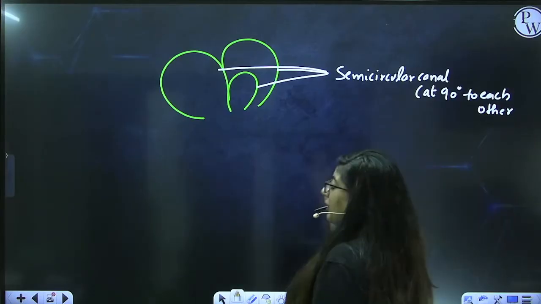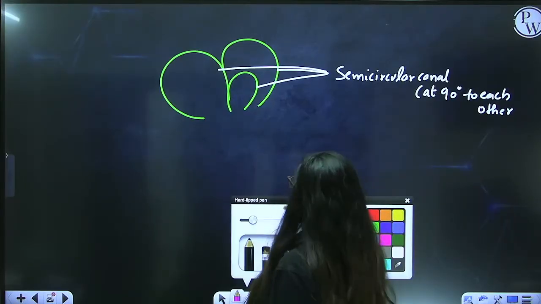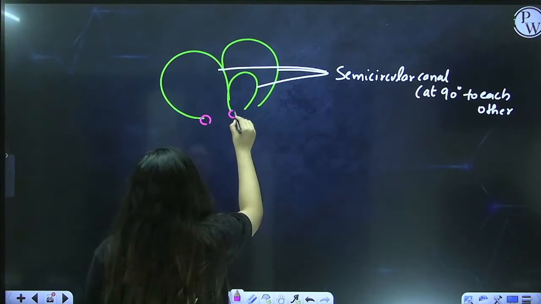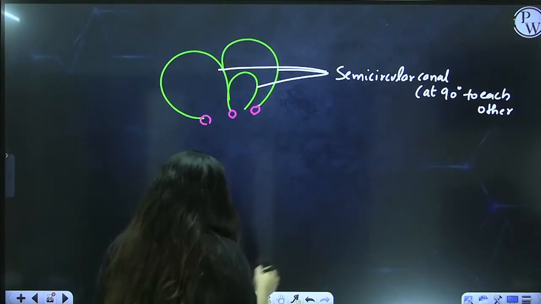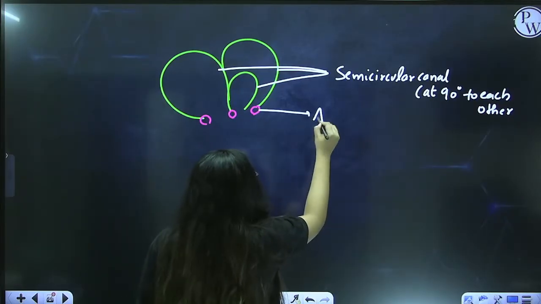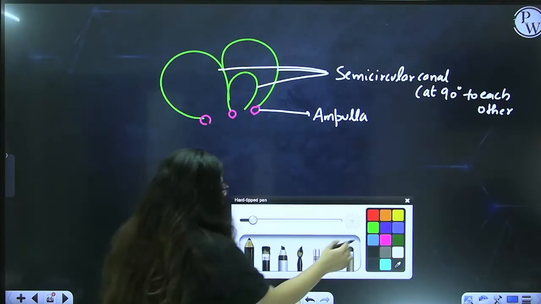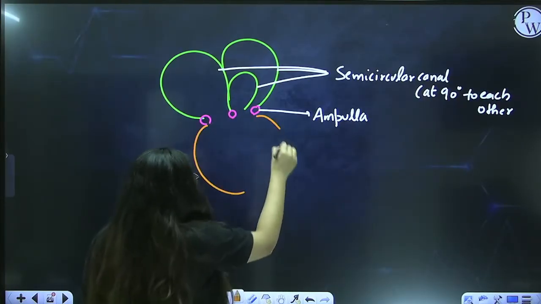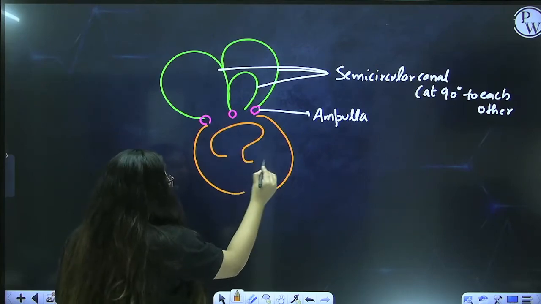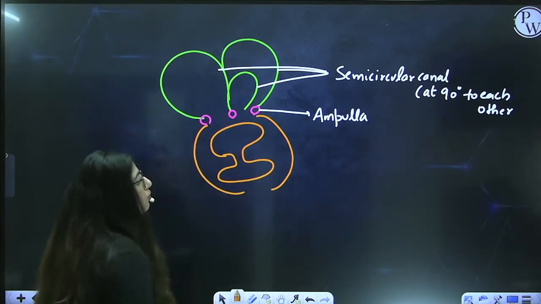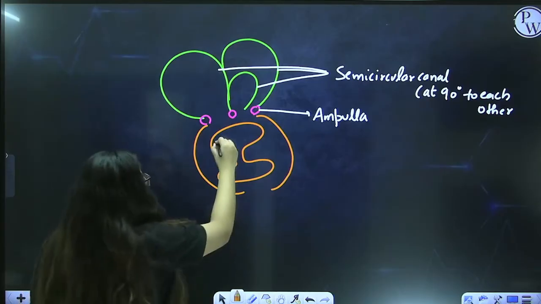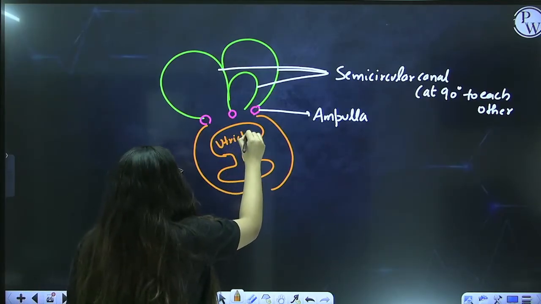At the base of every semicircular canal are these swelling-like structures. You call them the ampulla. Ampulla. Okay. Now move further to the lower portion. In the lower portion are two structures, the utricle and saccule.